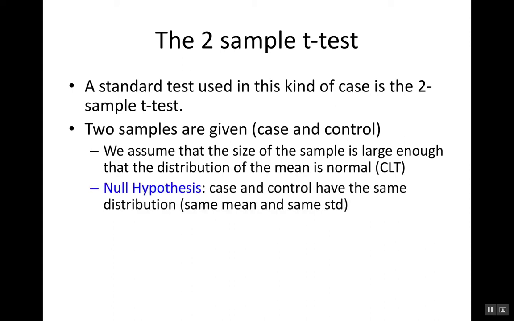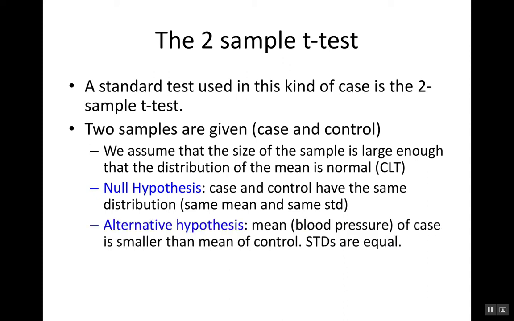The null hypothesis is that the case and the control have the same distribution, same mean and same standard deviation. The alternative hypothesis is that the mean, the blood pressure in this case, is smaller than the mean of the control, but the standard deviations are still equal. So this is the difference between the null and the alternative. And we set a confidence level, that is alpha is 0.05 for 5%.